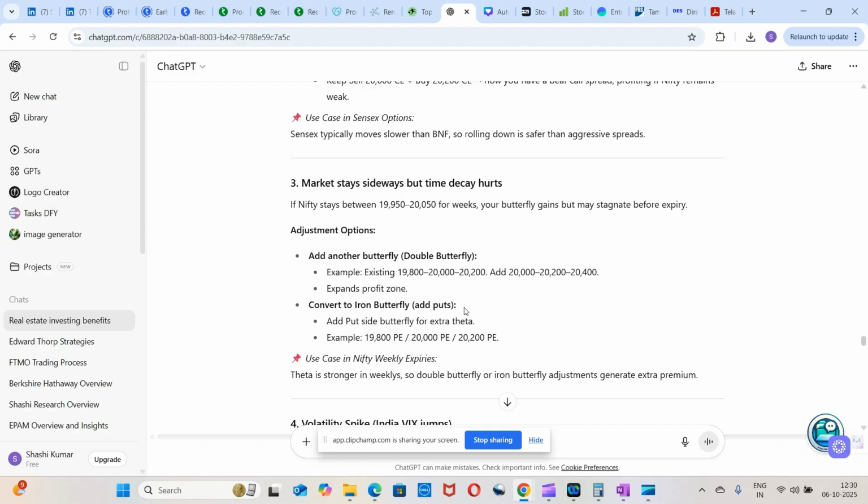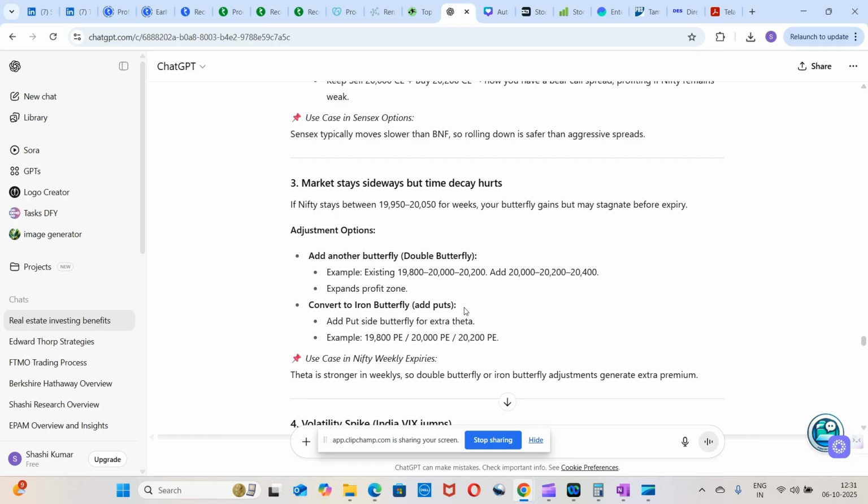You could add, for example, you have one butterfly of 19,800 CE buy and 20,000 CE sell and 20,200 CE buy. Then you add another one: 20,200 CE sell and 20,000 CE buy and 20,400 CE buy. So that's a double butterfly. We could add it and expand the profit zone. Or you could also convert into an iron butterfly, where we add puts. Add a put side butterfly for extra theta. So we can add another butterfly called a put side butterfly.